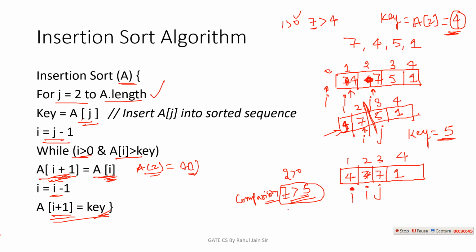Now again I need to compare. I is greater than 0. Yes. A of I, that is 4, is greater than key? 4 is greater than key 5? No, it is not greater than that. So A of I plus 1 equals key. I currently is here, so this place would be replaced with 5. Now my array would look like 4, 5, 7. This much is sorted and then 1.